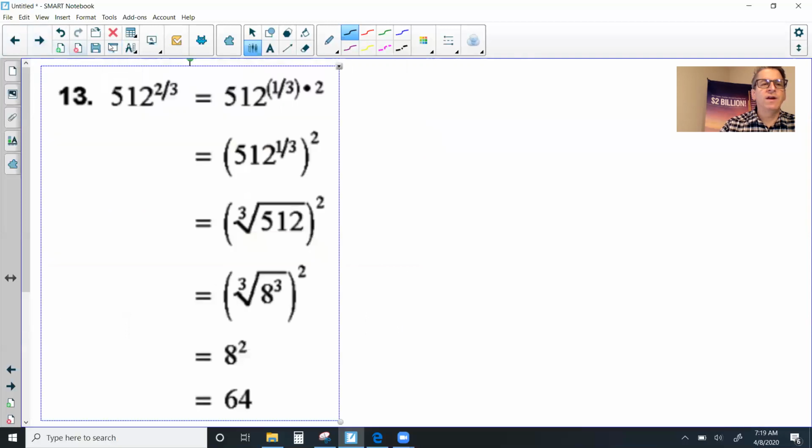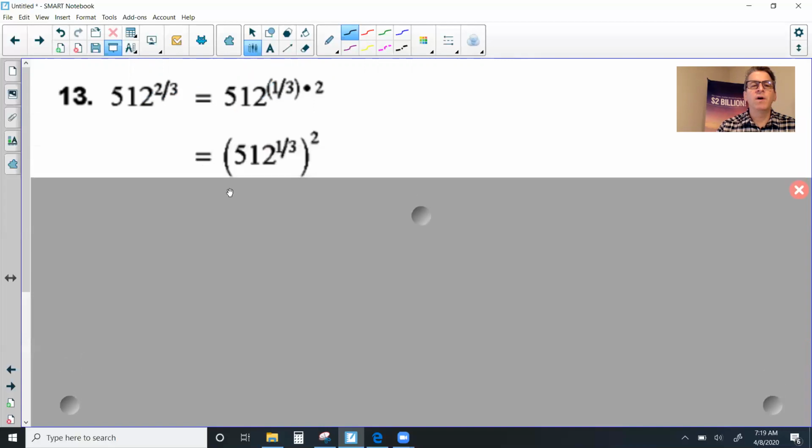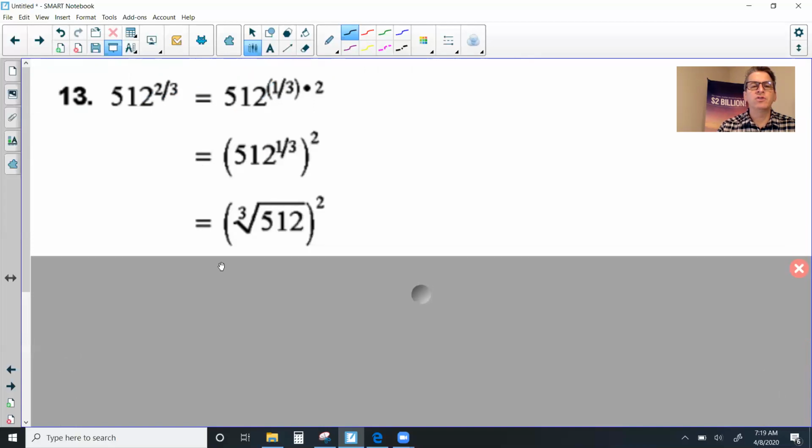And the last two today, number 13. 13 is 512 to the 2/3. So we're going to take 512 to the 2/3. Basically, we're looking for the third root of 512. Then we're going to square it. Okay, so we're looking for the third root. That's what that 3 means. And we're going to square it.